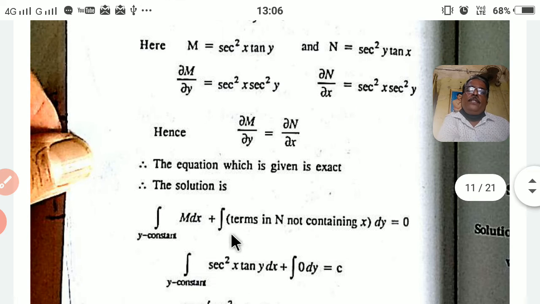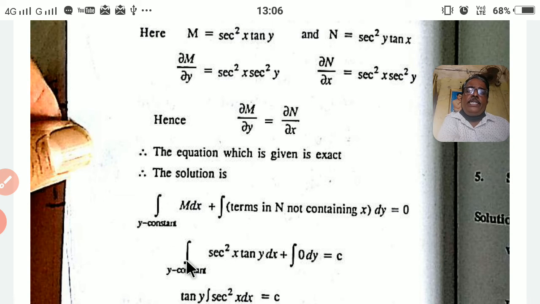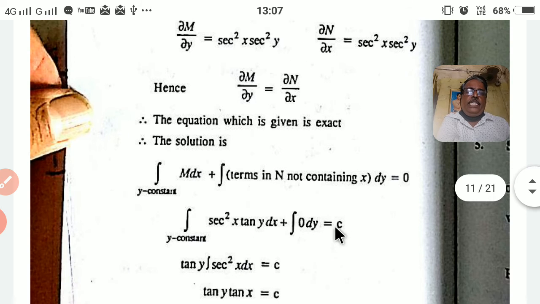Now according to that, the integration with y constant of M dx, so M means sec square x tan y dx, plus, now here in this N term there is no term that does not contain x, because this term contains tan x, means it contains x. So therefore the term not containing x is 0. So the integration of 0 dy is equal to c.